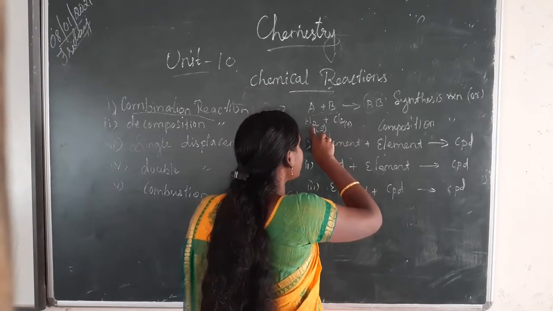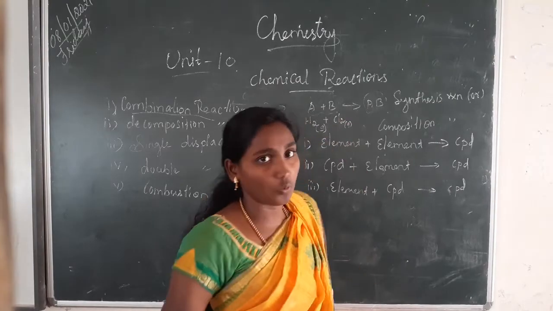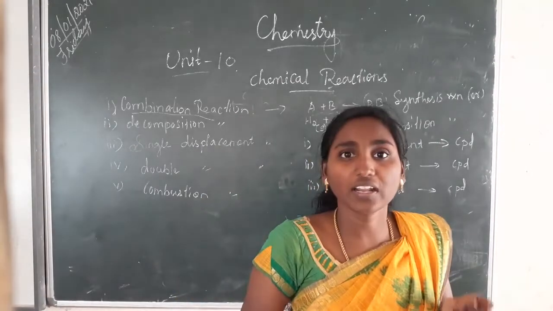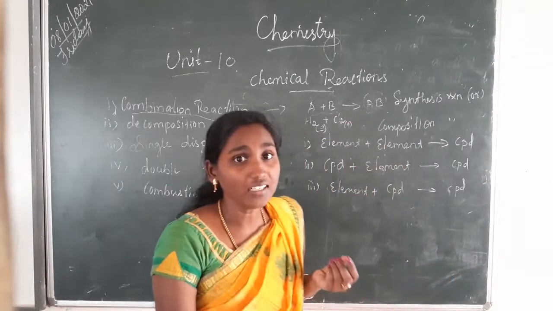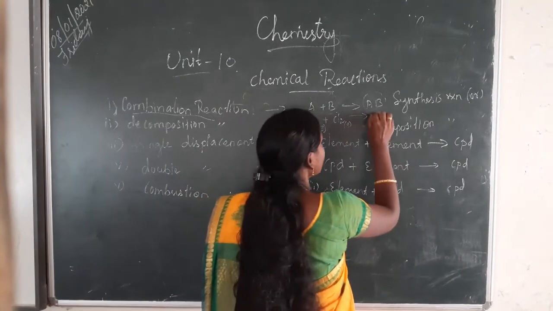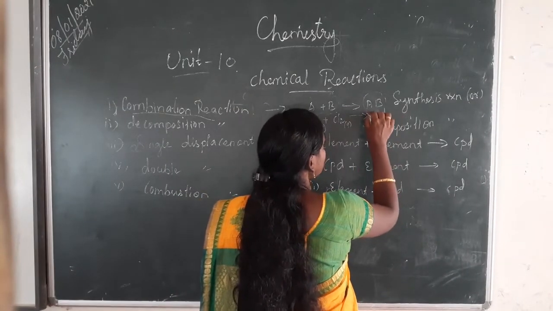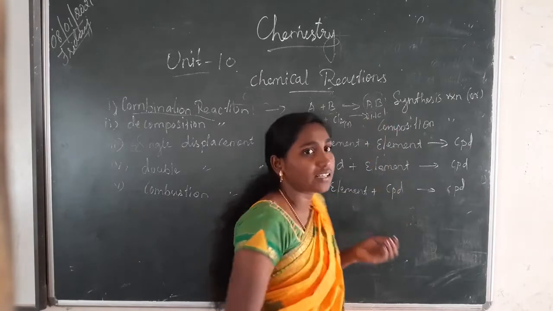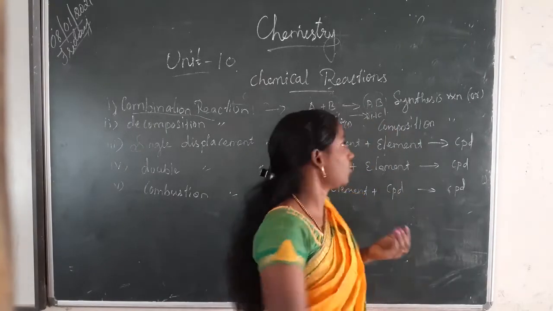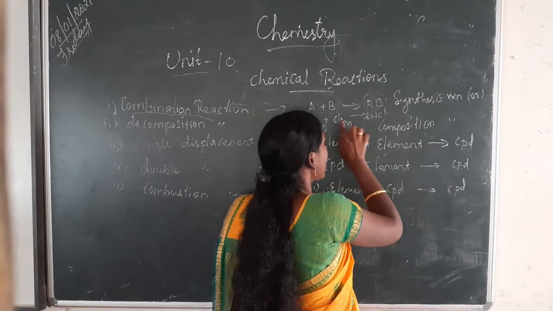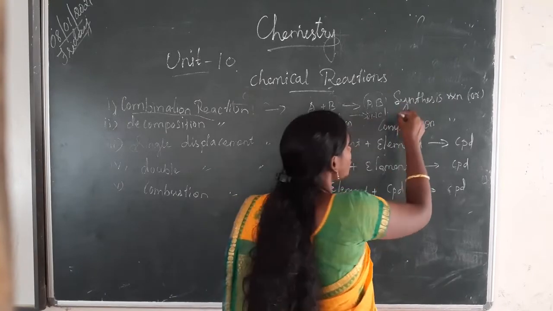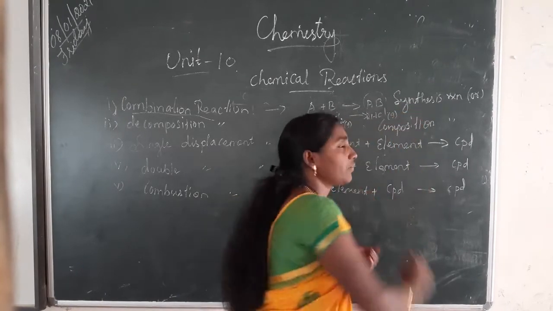So when hydrogen combines with chlorine, can you say what product we will get? HCl we will get, right? That is called hydrogen chloride gas. Look here, this is a gas, this is a gas. So in the product also we will get a gas.